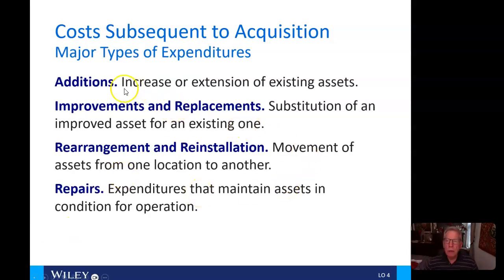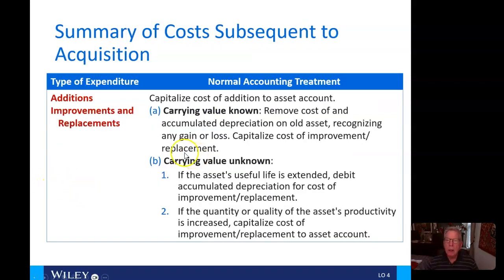All right, so we have additions where we increase or extend the existing assets. We have improvements and replacements, which are a substitution of the improved asset for an existing one. We have rearrangement or reinstallation, movements of asset from one location to the other, and repairs, expenditures that maintain assets in condition for operation. Okay, so I think you have a pretty good feeling on how to do that.